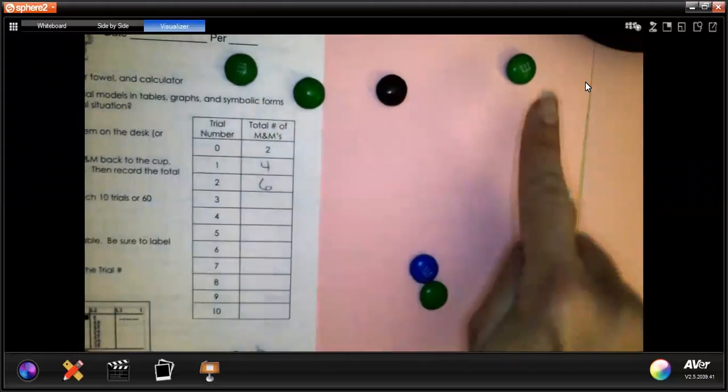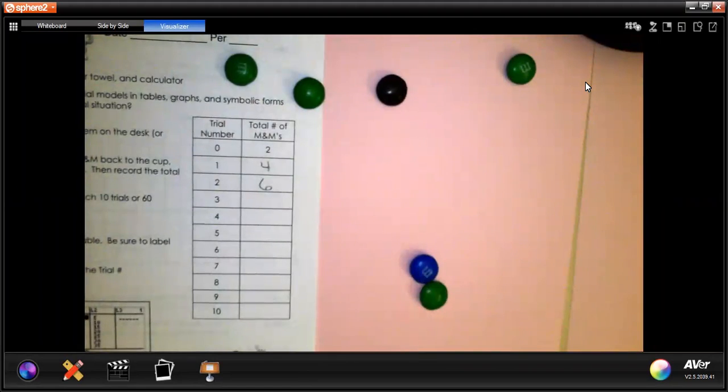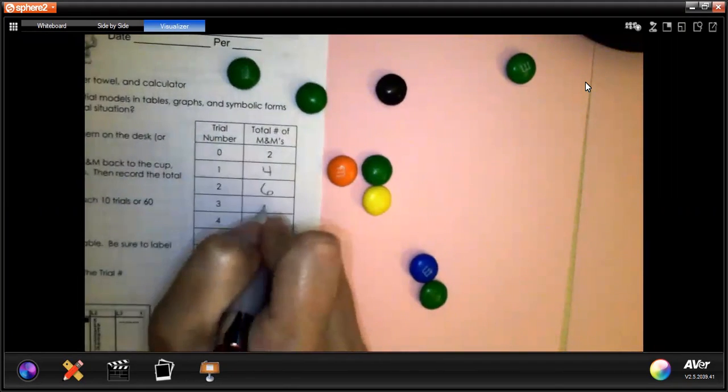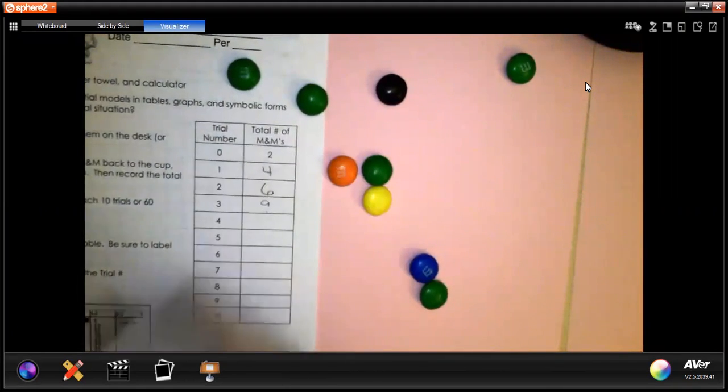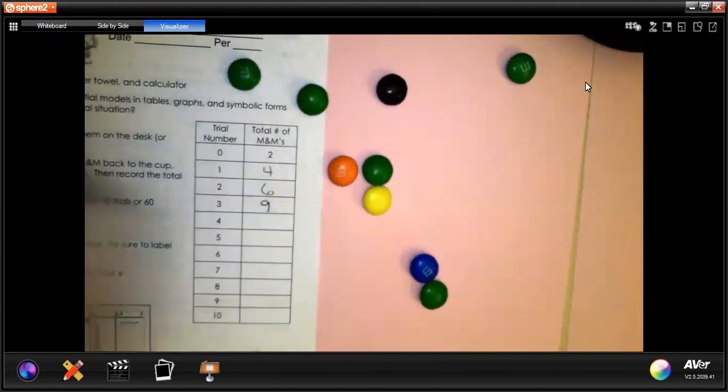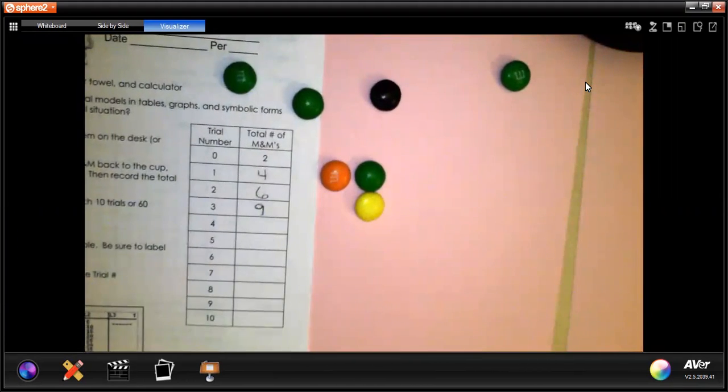And I've got 1, 2, and 3 now that have an M on top. So we're going to add 3 to our trial now. That puts us at 9. I'm going to keep doing that here to finish collecting our data. We take all 9 M&Ms.